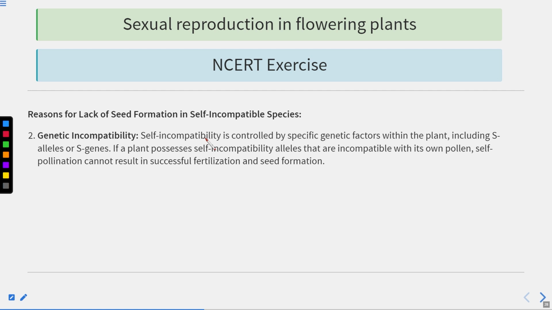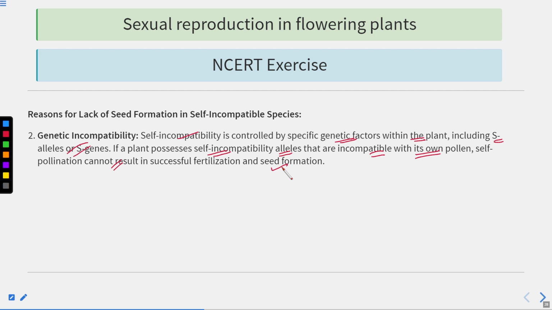So, what is self-incompatibility? It is controlled by specific genetic factors within the plant. We have already talked about the S alleles or the S genes. Okay, so these are self-incompatibility genes. Now, if a plant possesses self-incompatibility alleles, they are incompatible with its own pollen, and self-pollination cannot result in successful fertilization and seed formation.